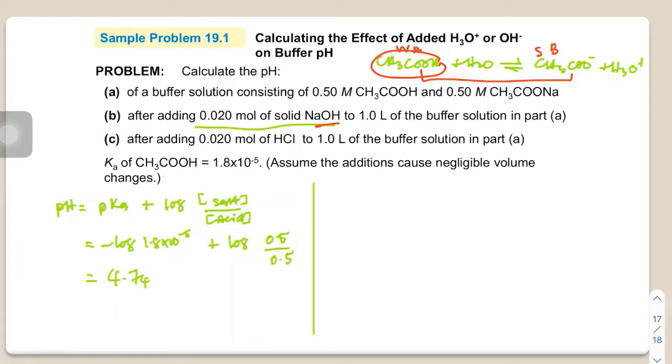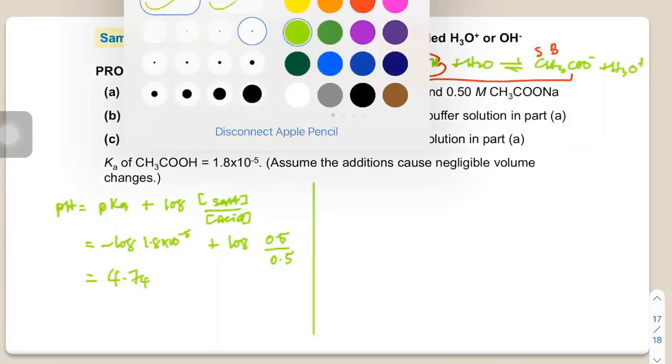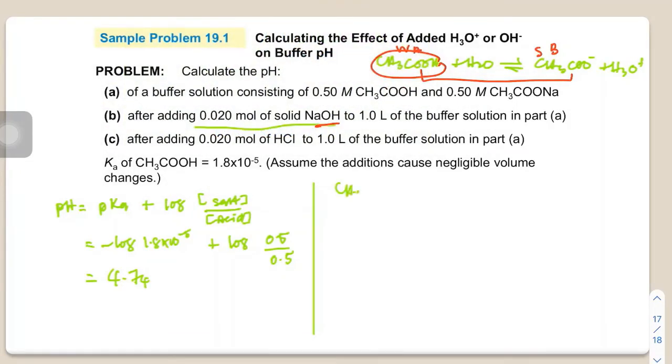And then in our reaction table, we have a reaction of the acetic acid that is reacted with the OH minus that is being added, it turns to CH3COO minus and H2O. So an acid-base reaction will produce a salt and H2O.